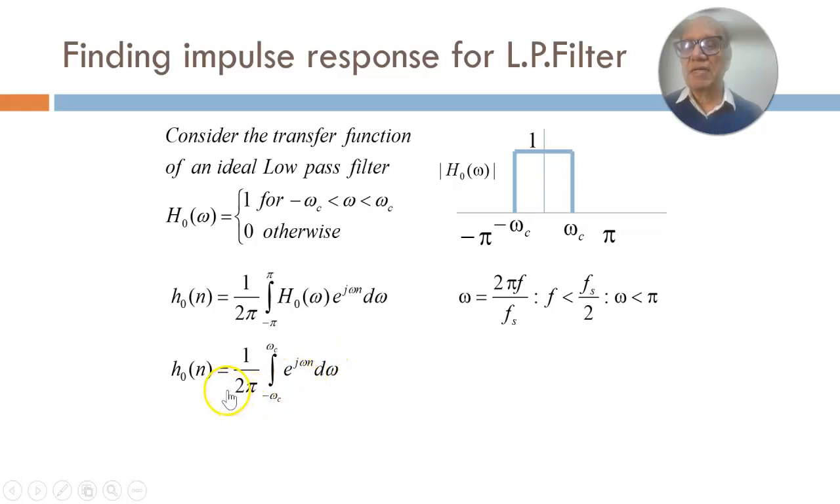So h naught n then reduces to this equation: 1 by 2 pi, integral from minus omega c to plus omega c. H naught omega is 1 during this frequency range, so e raised to j omega n d omega. And if you evaluate this, you will get h naught n as sine of omega c n divided by pi n. So if the cutoff frequency is specified, you can calculate the impulse response for various values of n, and it will also equal the coefficients for these values of n.